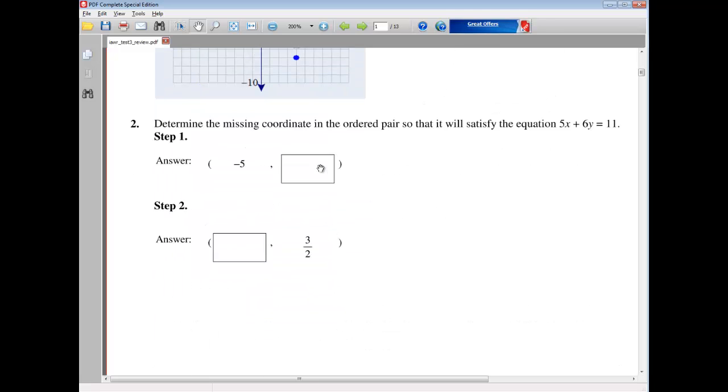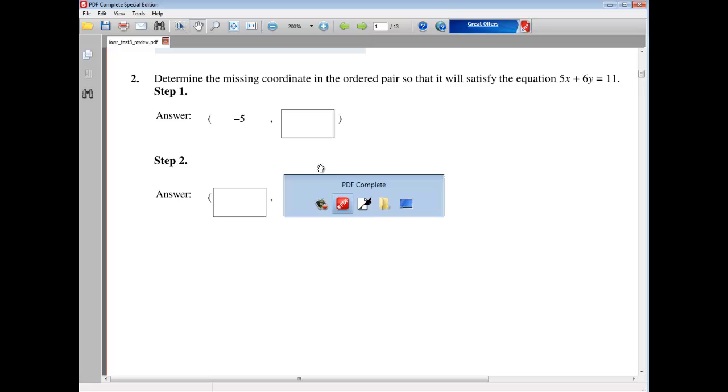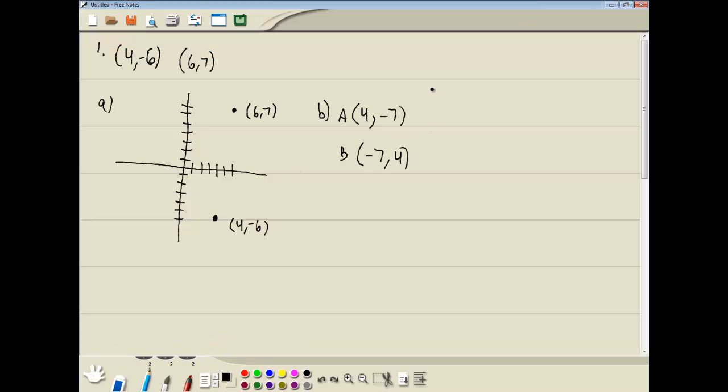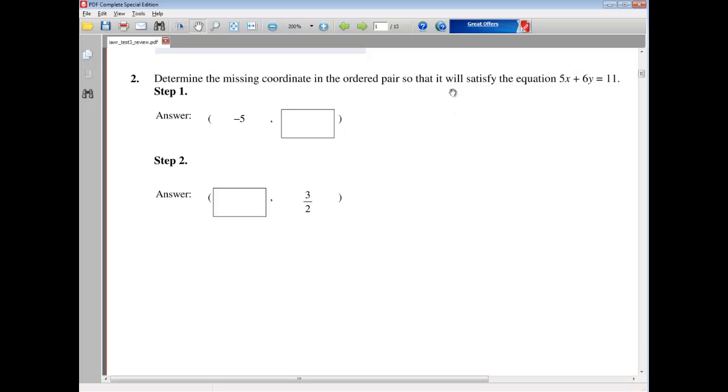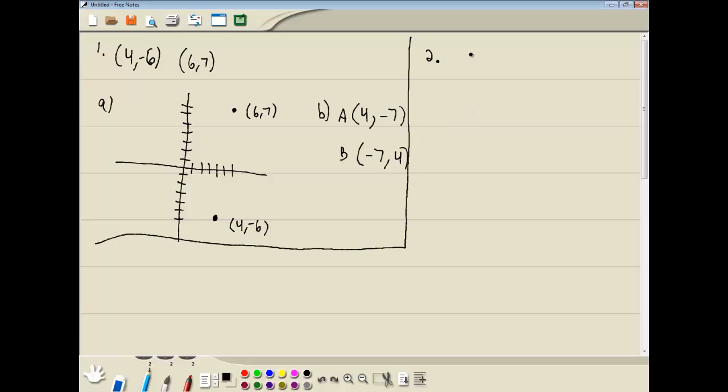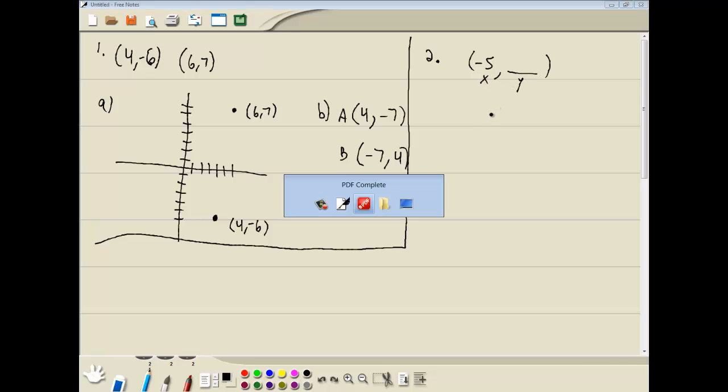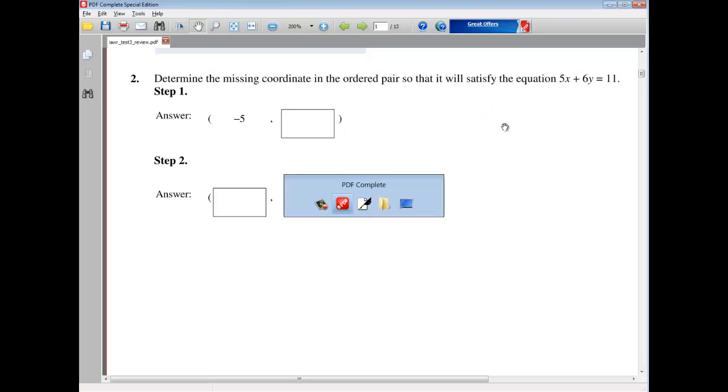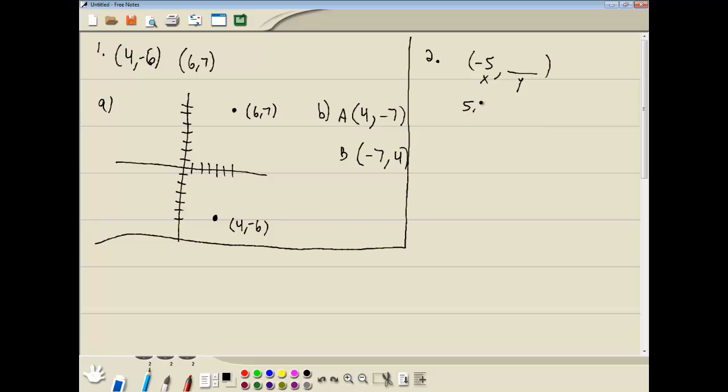Okay, step 2. Problem 2 says determine the missing coordinate in the ordered pair so it satisfies the equation 5x plus 6y is equal to 11. Then we got -5, comma something. Well, remember this is your x part and this is your y part. So we're trying to find out the y part. And the equation they give us is 5x plus 6y is 11.